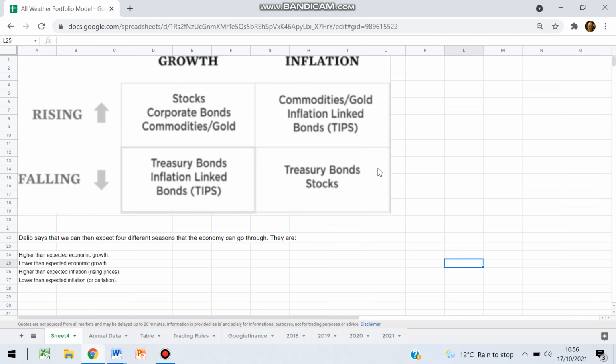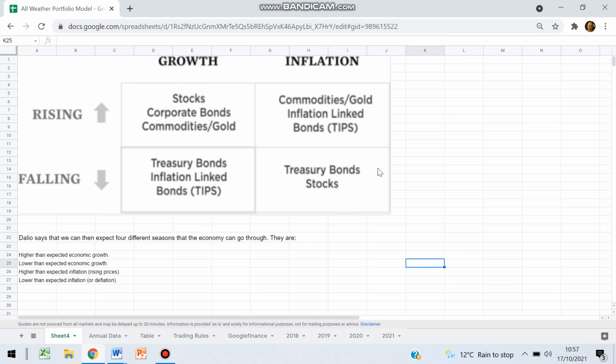I'm going to look at Ray Dalio's All Weather Portfolio, how it's constructed, how you can construct it for UK ETFs, and I'm going to look at its recent performance in terms of growth and drawdowns. So the Ray Dalio All Weather Portfolio looks at four scenarios.